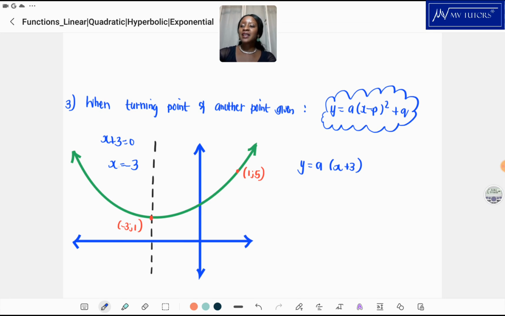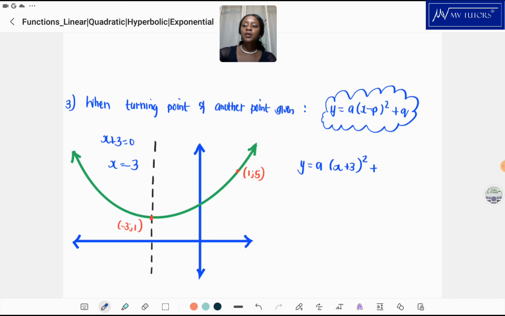And you don't even have to calculate this. Just by virtue of having x minus, and in the place of p, you just put in the negative 3 as you have it, okay? So you can do exactly that, and not what I was doing earlier on. And you square it, okay?